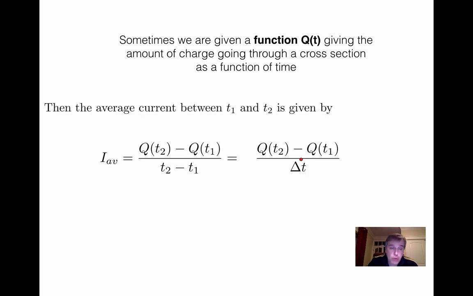Okay, so we'll do an example in a minute, but it's pretty straightforward. You just plug in the values. But again, notice that if you're asked an average current, it's always between 2 times. You cannot talk about an average current at one time. You have to be asked the average current between what time and what time.